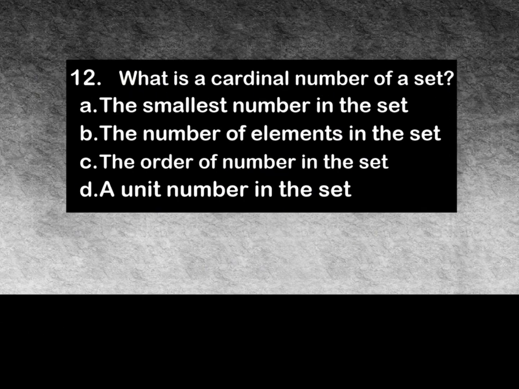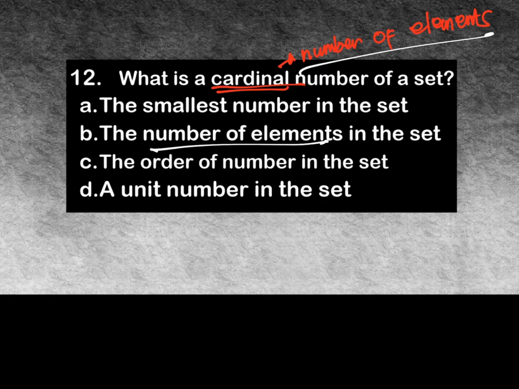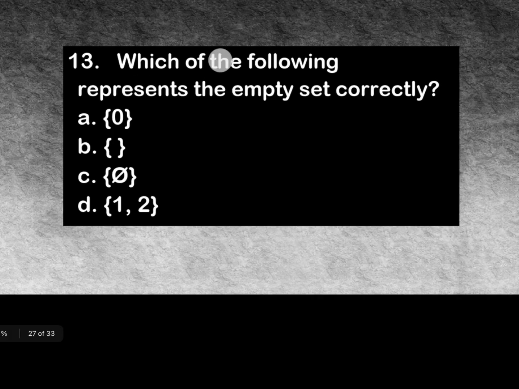What is the cardinal number of a set? Here, remember that cardinal number is just the number of elements inside a set. Let's have letter D, a unit number in the set. That's not what we're looking for. The order number in the set. Wrong. The number of elements in the set is, we have B.